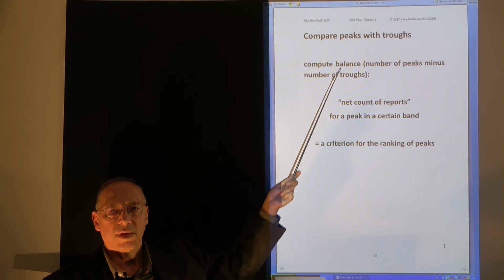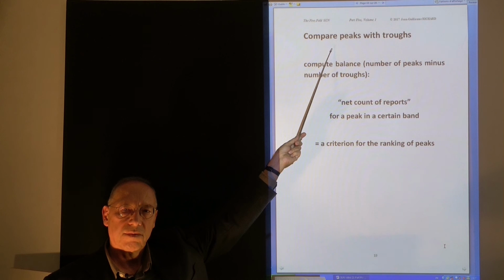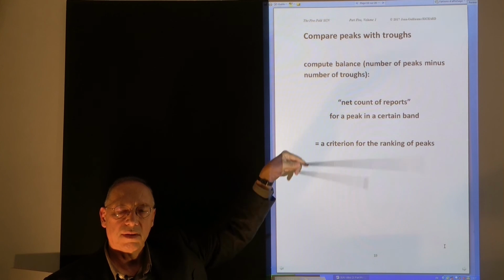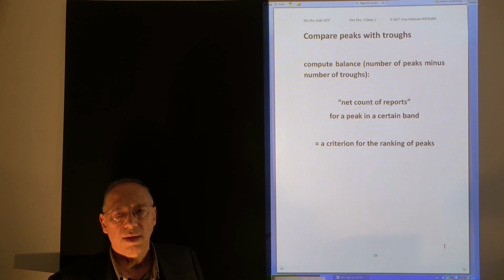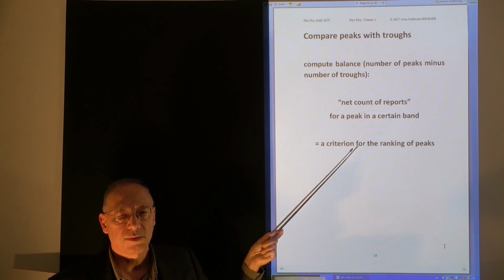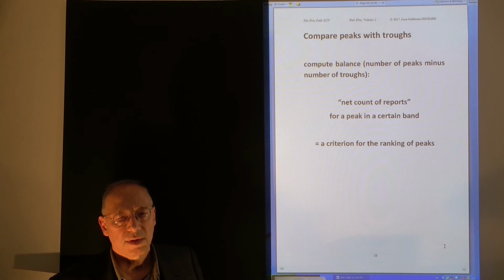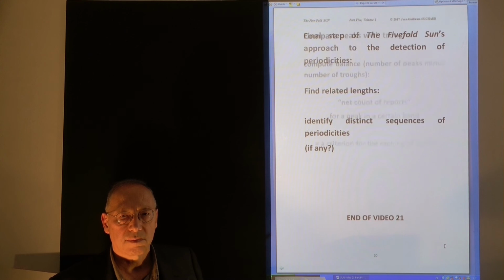Then, in the methodology of the Fivefold Sun project, we compare the detected peaks with the detected troughs and compute a balance, which we call a net count of reports, for a return period in a certain band. It is the number of peaks minus the number of troughs, and it can be used as a criterion for the ranking of the peaks, a sort of prominence criterion.